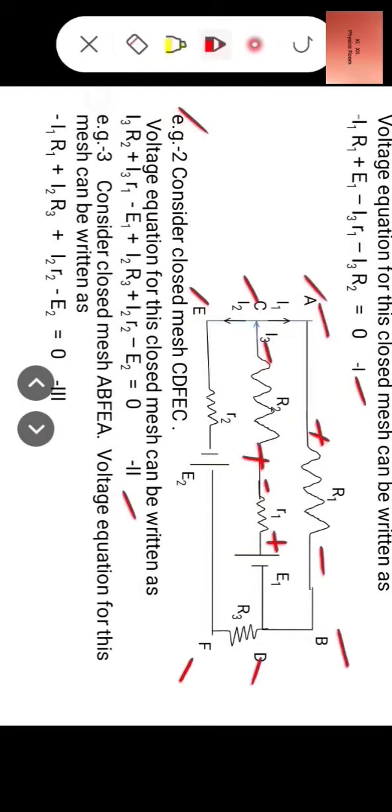Example 3. Consider the closed mesh A, B, F, E, A. The voltage equation for this can be written as minus I1 R1 plus I2 R3 plus I2 small r2 minus E2 equal to 0. Let us mark it as equation 3. Now this is how we can write a voltage equation for a particular closed mesh according to sign conventions and the statement of Kirchhoff's laws.